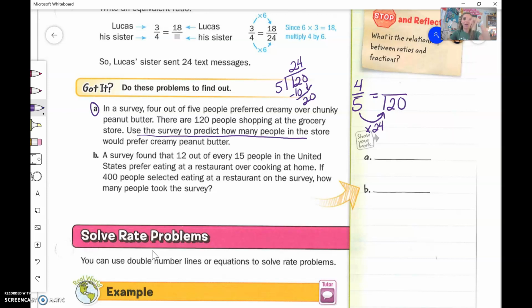Whatever I do to the top, I have to do to the bottom, and whatever I do to the bottom, I have to do to the top, so it doesn't change. So if I multiply the denominator by 24, I have to multiply the numerator by 24.